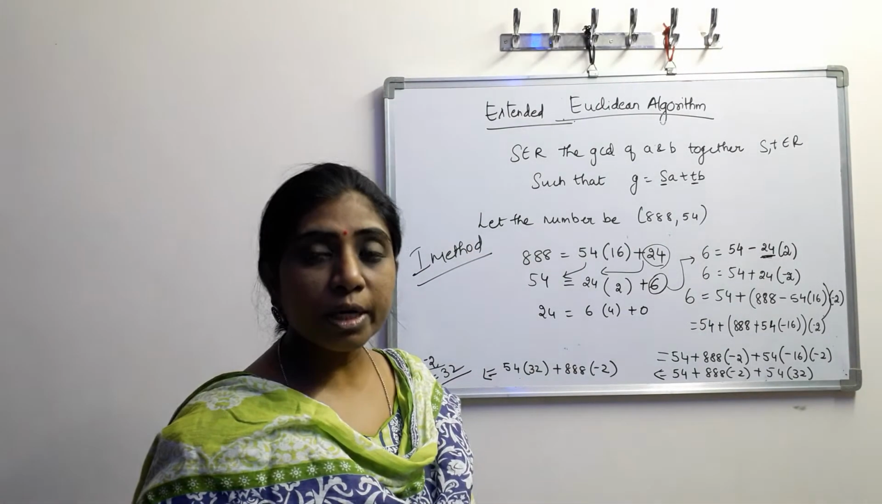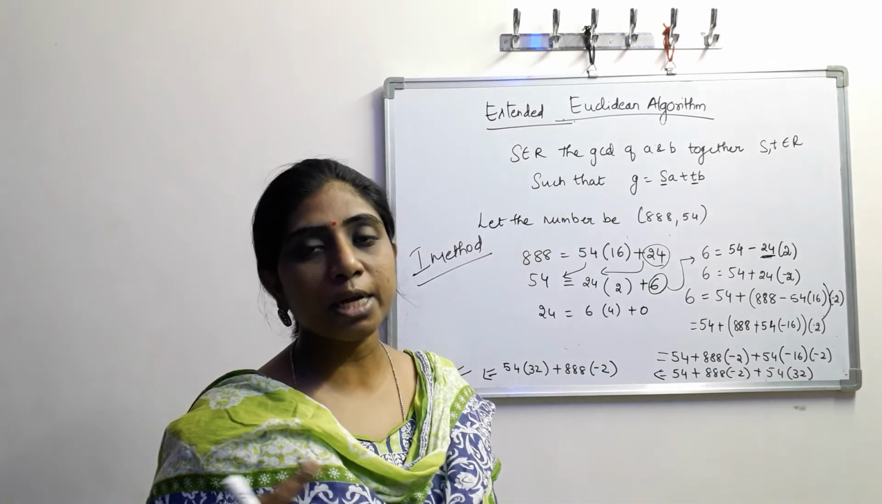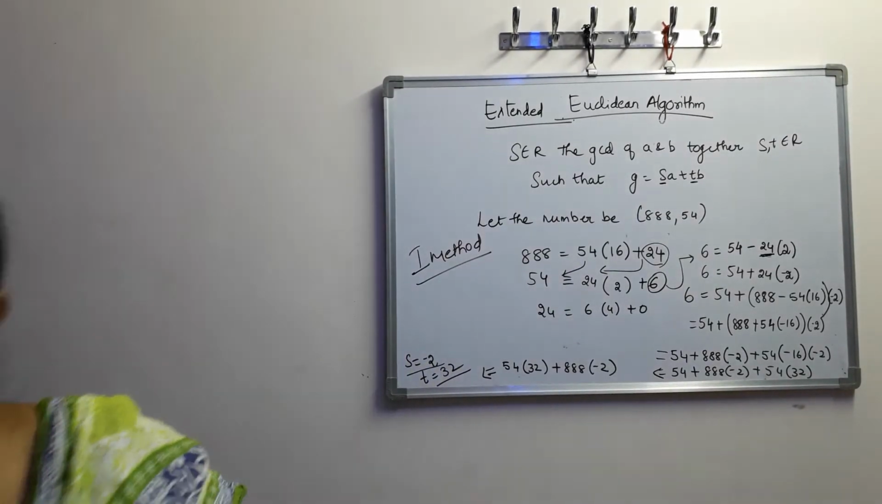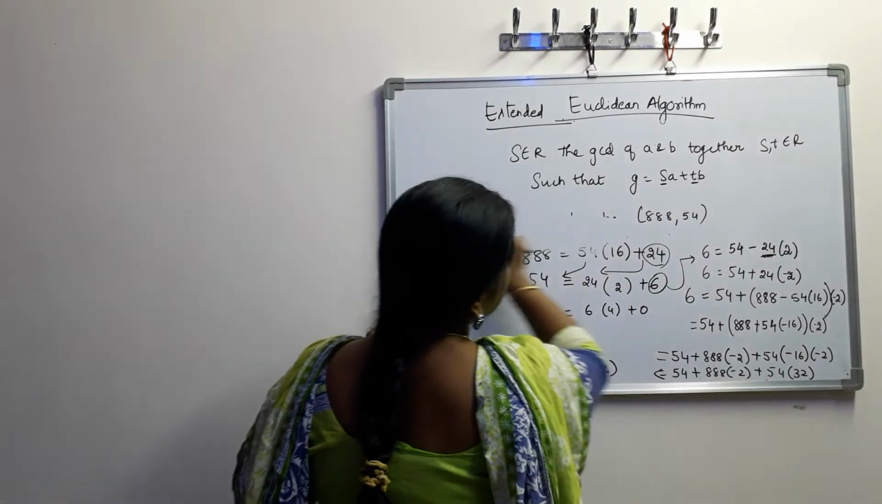If the Euclidean algorithm is given and you want to change it into the extended Euclidean algorithm, then we are going to solve in this manner. If we want to go for the second method, let us see the second method.